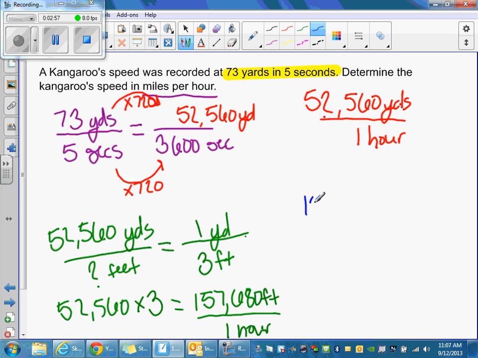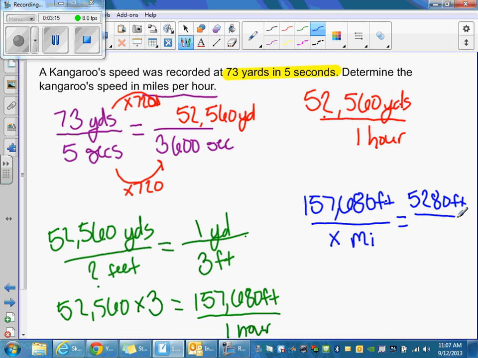So now I need to change this number to miles. So how many, I'm going to use an X this time, how many miles? Well, I know, hopefully I have enough room here, there are 5,280 feet in 1 mile. So then I can cross multiply and divide by the leftover, or scale up, scale down, whatever method you like to use to solve proportions.